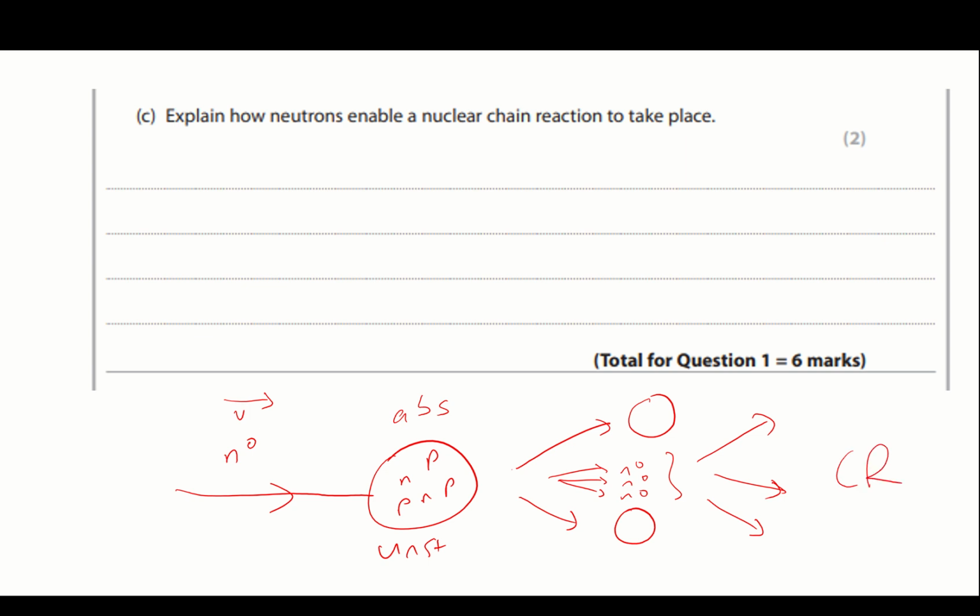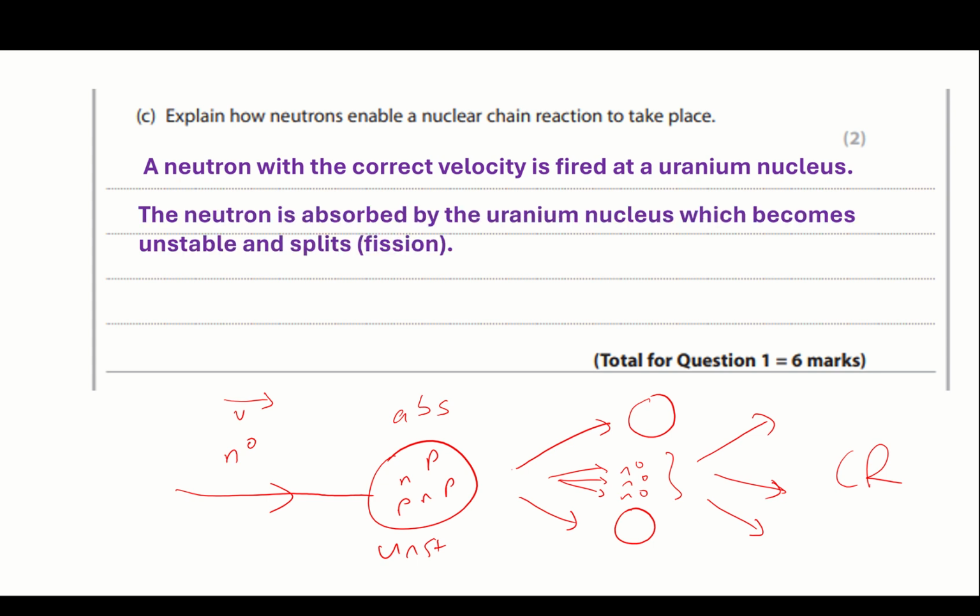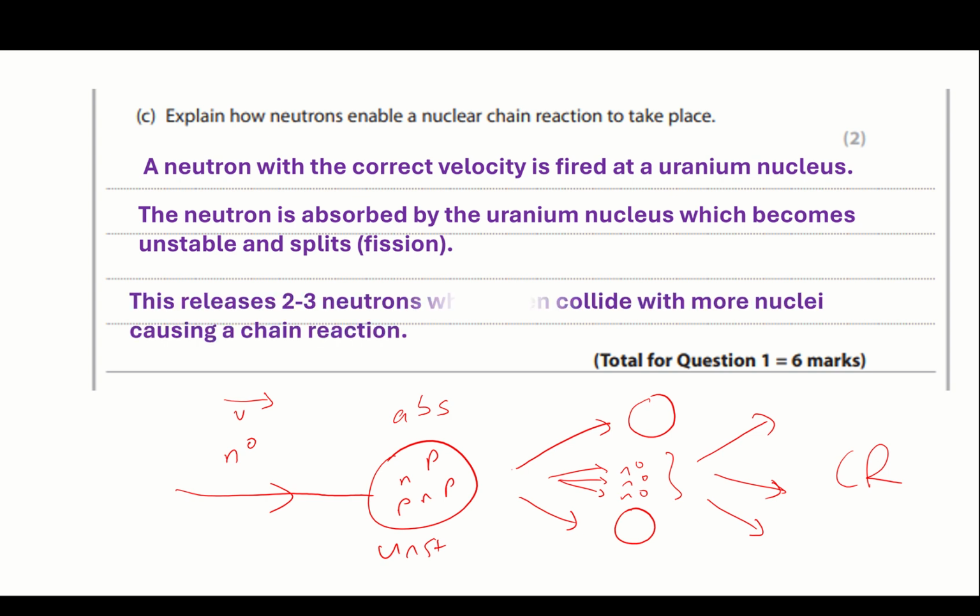So we just need the keywords for that. A neutron with the correct velocity is fired at a uranium nucleus or a fissionable material's nucleus. It could be plutonium. The neutron is absorbed by this nucleus. This makes it unstable and it splits. This is nuclear fission. And the last, this releases 2 to 3 neutrons, which will then collide with more nuclei, creating a chain reaction. And that is question 1 on nuclear stuff done.